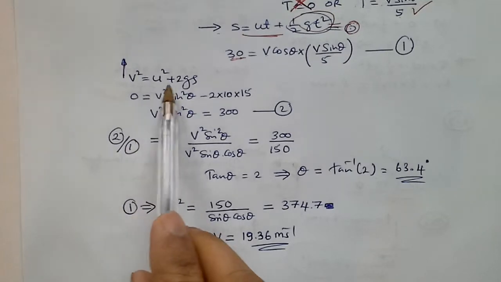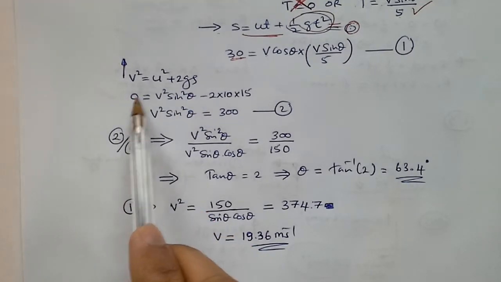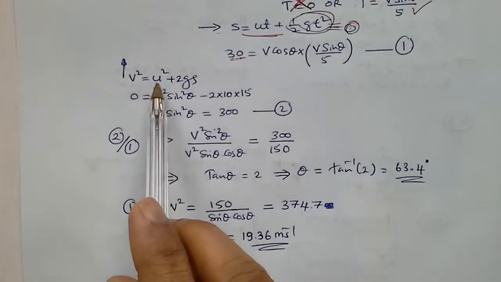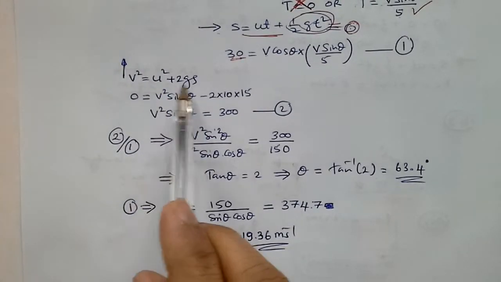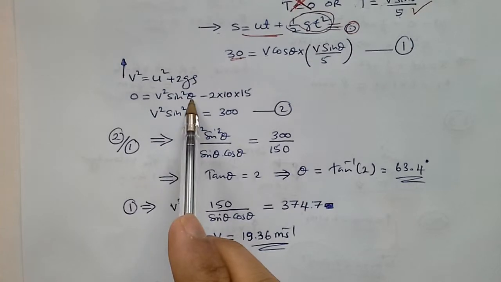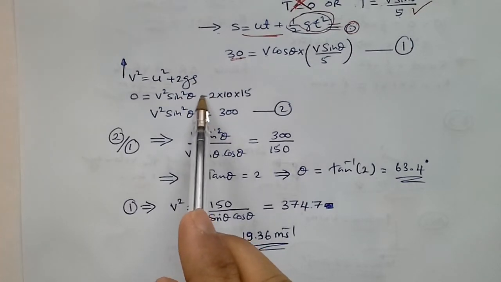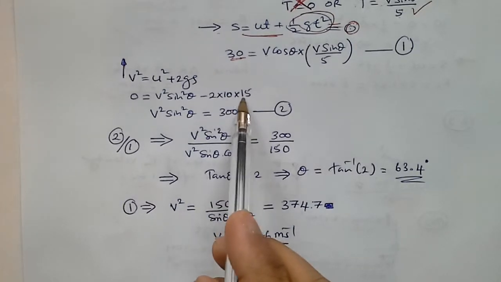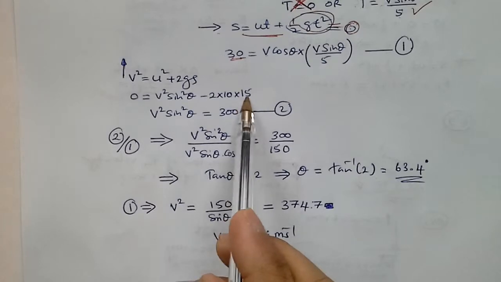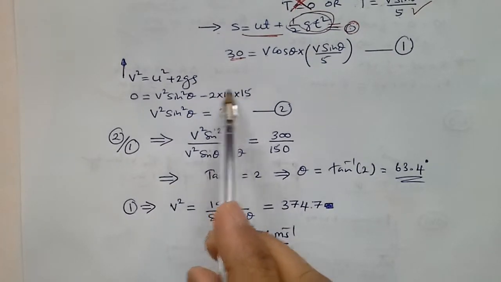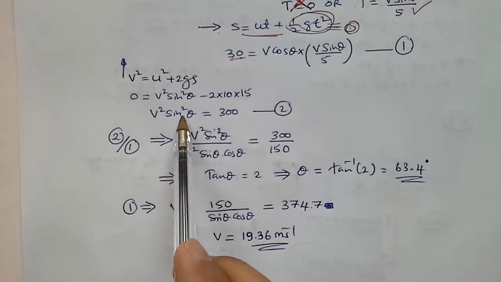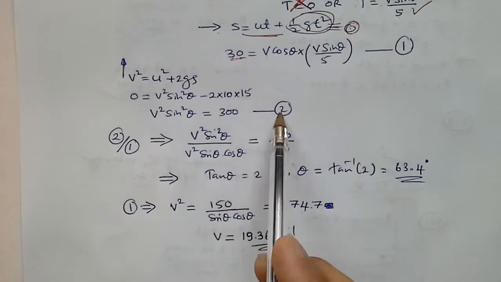So I'll use v squared is equal to u squared plus 2gs. The final speed is 0 at the top of the projectile motion, and the initial speed is v sin theta, so 0 equals v squared sine squared theta minus, because the gravity is downward, 2 into 10 into 15. Okay, 15 is the height. So from here I can obtain another equation: v squared sine squared theta is equal to 300. This is my second equation.